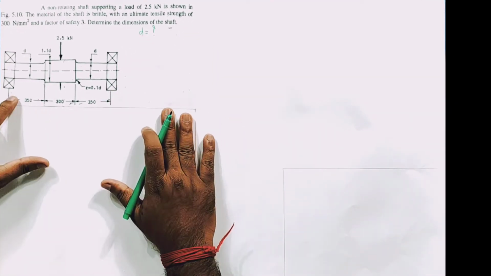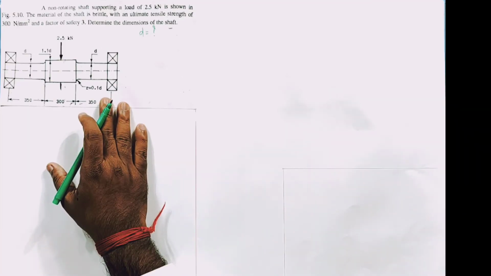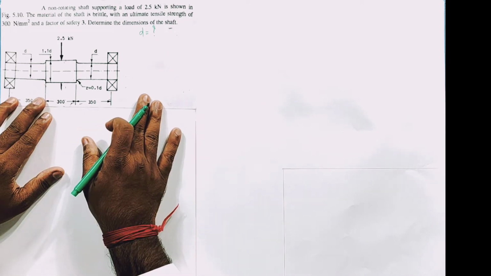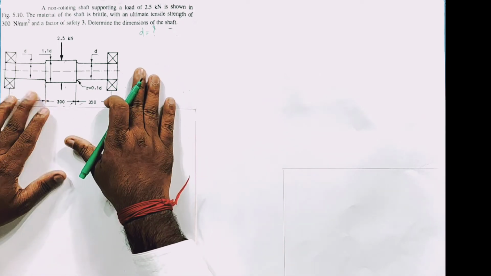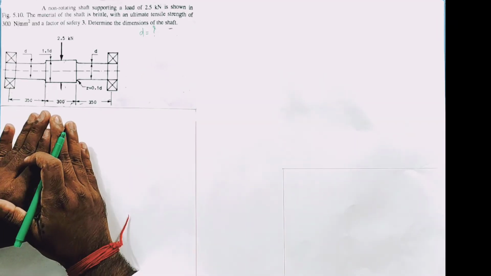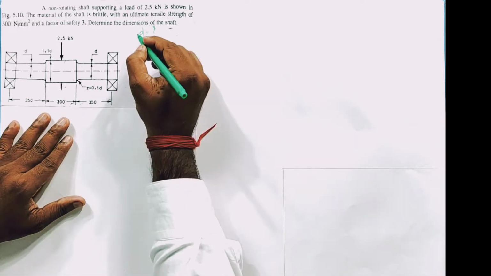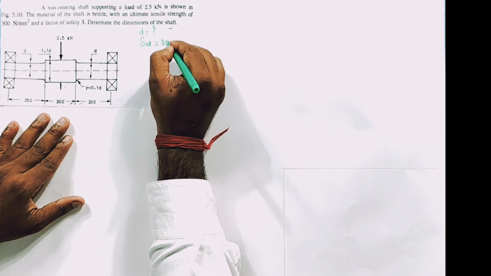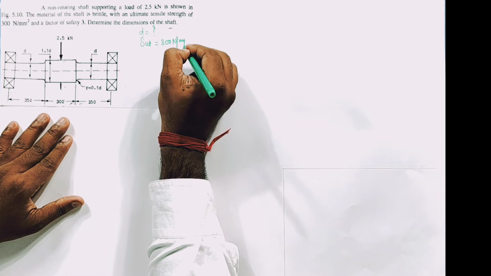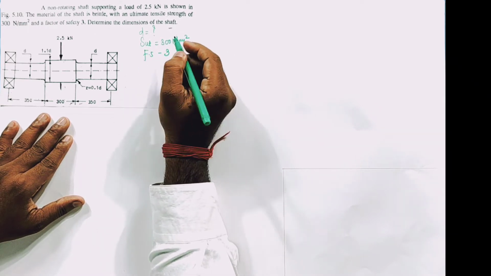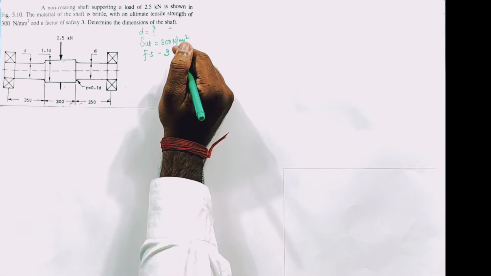Very important. Now, as I told you many times, while reading this statement, you will have to write the given data simultaneously. So here I'll write the force is applied 2.5 kilonewton, that is at a center. So read the structure here. Important is structure. So they have mentioned, I'll write the statement SUT 300 Newton per mm square, factor of safety 3. Okay. Now they are interested in diameter of the shaft.